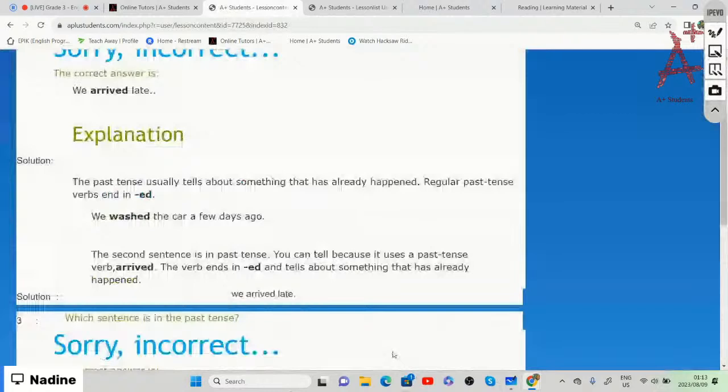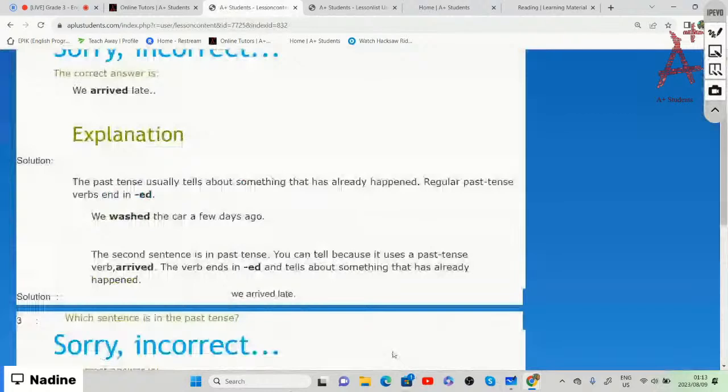And we made an example of we washed the car a few days ago. So washed is our regular past tense verb, right? And as you can see, it also ends in ed. So wash is our verb. But if we want to show that something has happened in the past, then we can say washed, right? So we washed the car a few days ago. So this is the past tense.